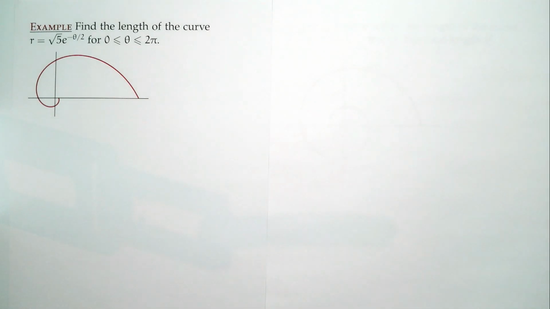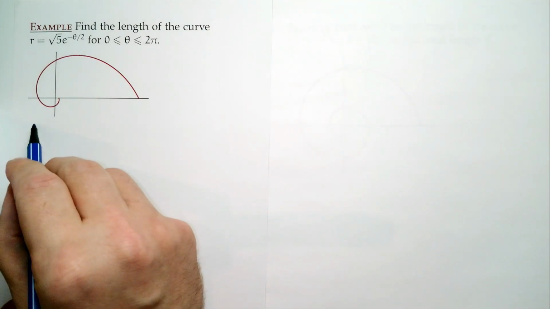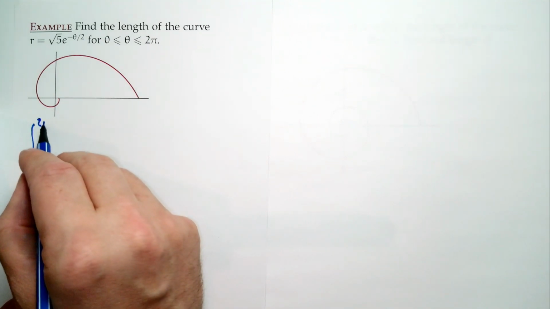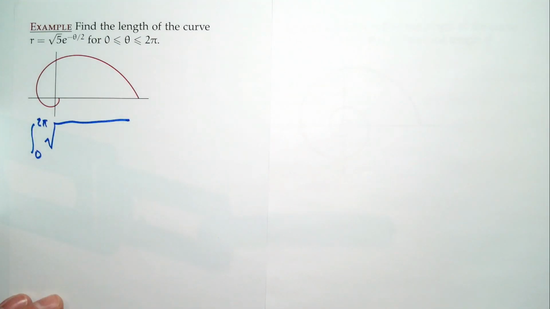Find the length of the curve r equals root 5 e to the minus theta over 2, where theta goes between 0 and 2 pi. And so this is actually a picture of what the curve looks like. Not that we need to know what it looks like, but okay, that's what we're after. So what do we do? Well, probably won't surprise you. We're going to use the formula. All right, so integral 0 to 2 pi square root of, what comes next?